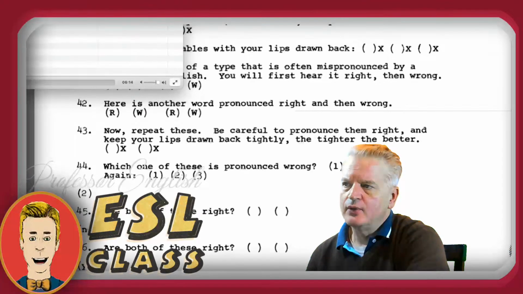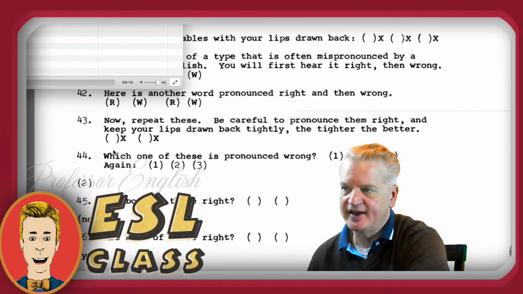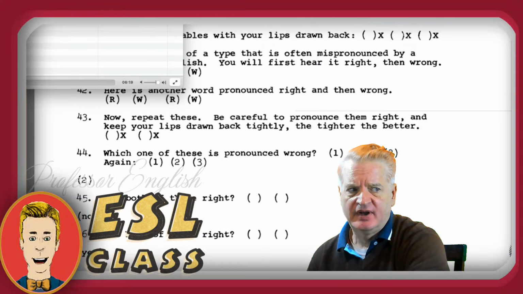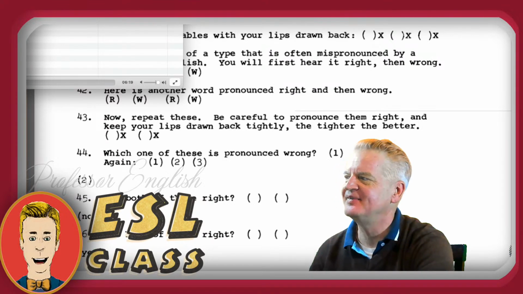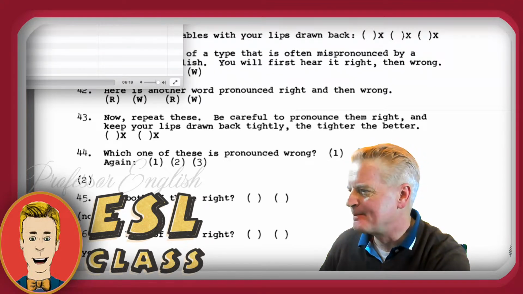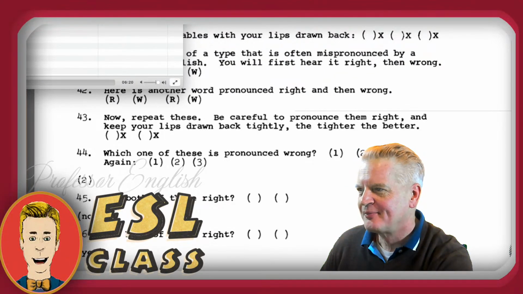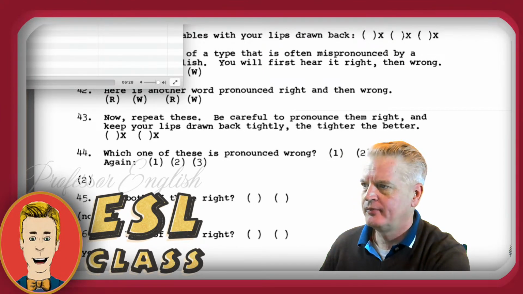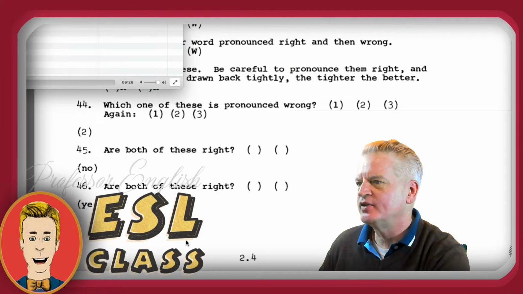43. Now repeat these words. Be careful to pronounce them right and keep your lips drawn back tightly. The tighter, the better. Bank, bank, kann, kann. I look ridiculous when I'm doing that. Bank, bank, kann, kann. 44. Which of these is pronounced wrong?